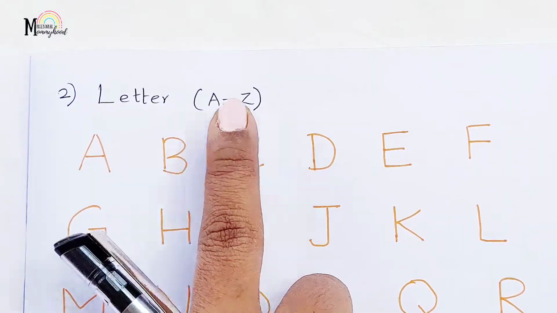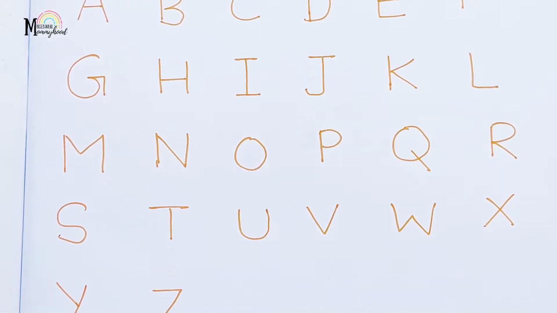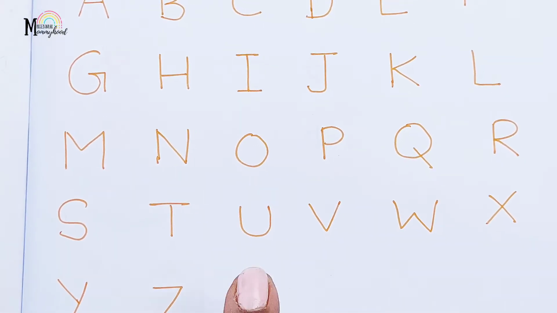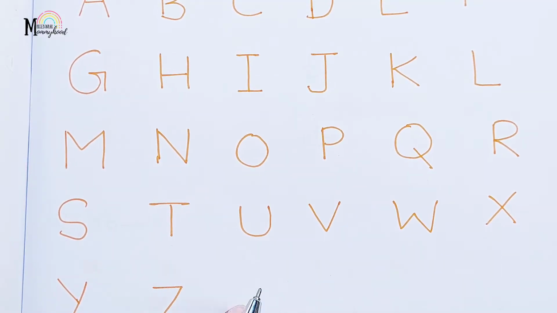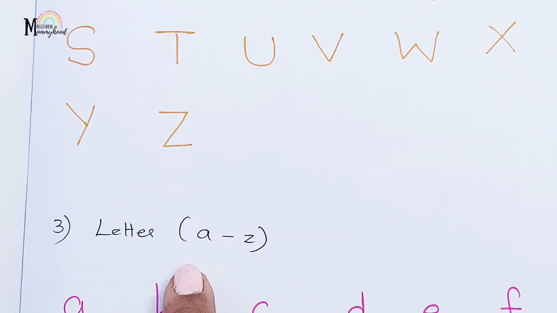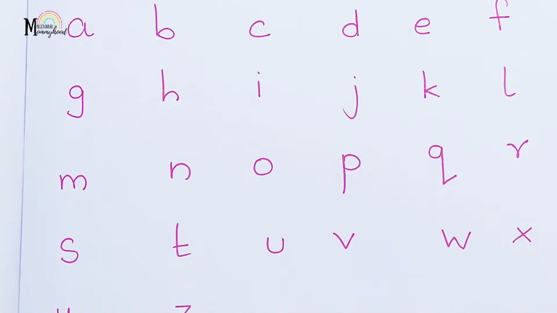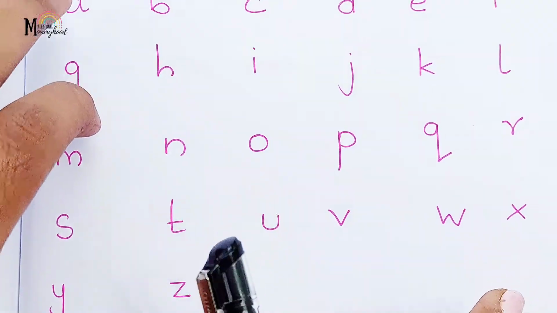The second one is letter A to Z, wherein they'll be taught the capital letters A to Z. In some schools they follow the other way where they teach the lower case letters, the smaller letters and then go to the capital letters. But in the majority of Indian preschools, they usually go with capital to lower. And then you have the small a to z in the lower case.